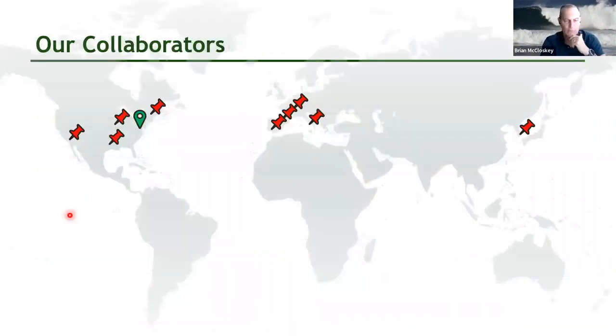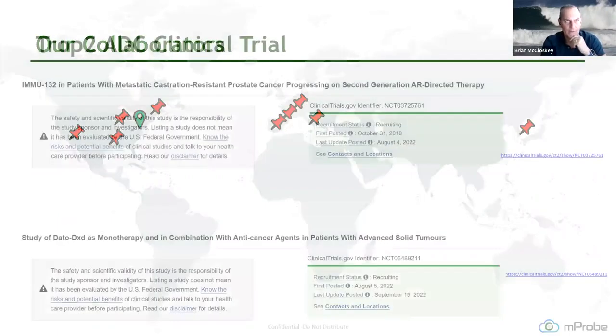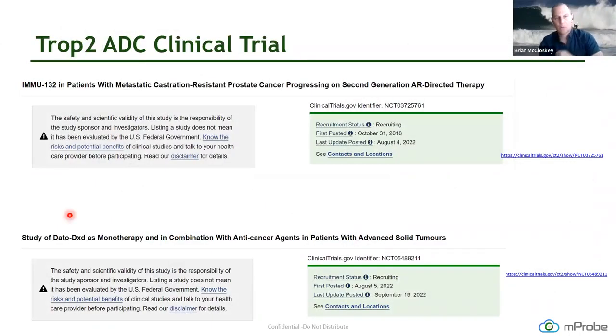Sheeno, just a quick question on that. Are we just looking at RNA expression for TROP2? Is that what's going to tell us whether or not we're a good candidate for these types of trials?